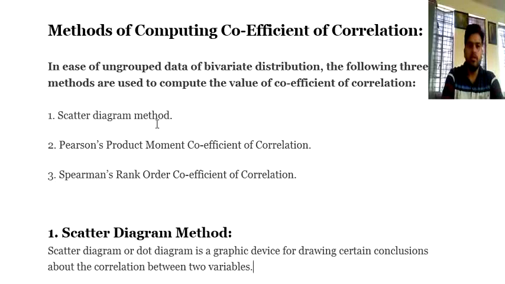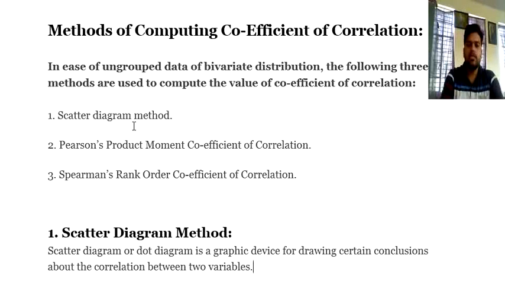Here you can see the first one is the scatter diagram method. With the help of a scatter diagram you can analyze whether there is positive correlation, negative correlation, or zero correlation. There can be zero correlation among the variables in many cases. When you take two very different variables that are not dependent on each other, then the correlation will be zero.